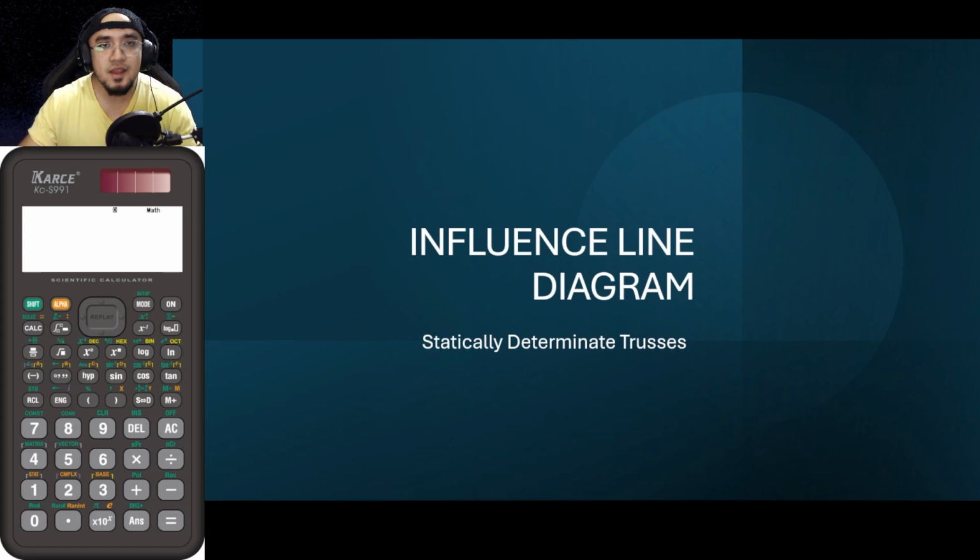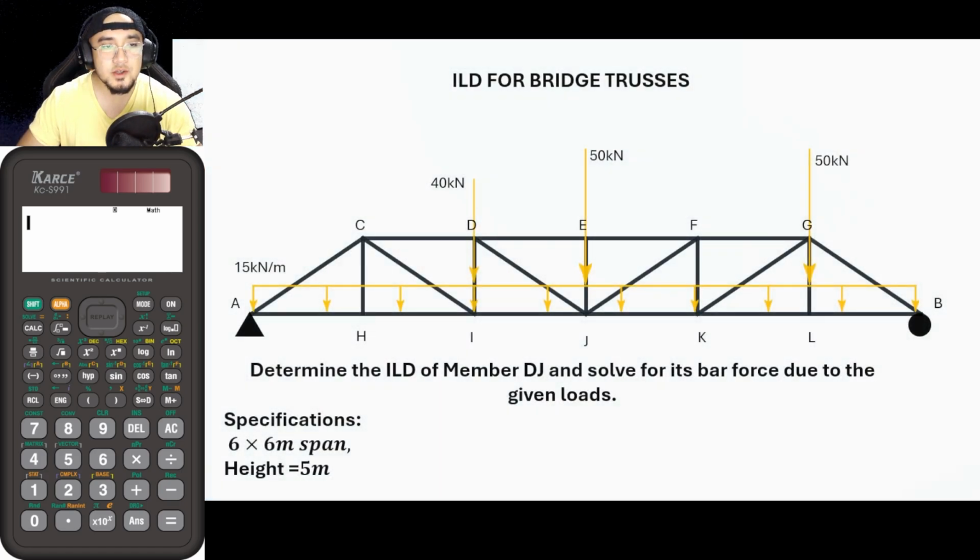Hello everyone, so in this video, we would now be solving for the influence line diagrams for statically determinate trusses. In order for you to understand the concepts that will be taught in this video, you must first watch the previous video lectures that I have posted on influence line diagrams, specifically the introduction to ILD. So in today's lecture, we would now be determining the influence line diagram of member DJ. So this here is member DJ and solve for its bar force due to the given load.